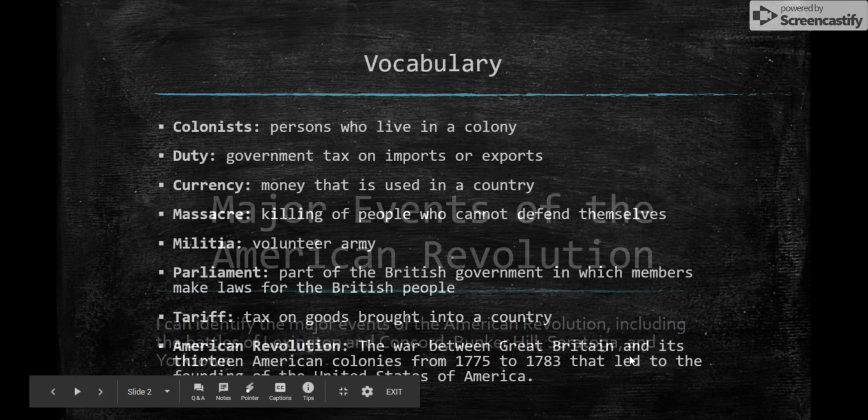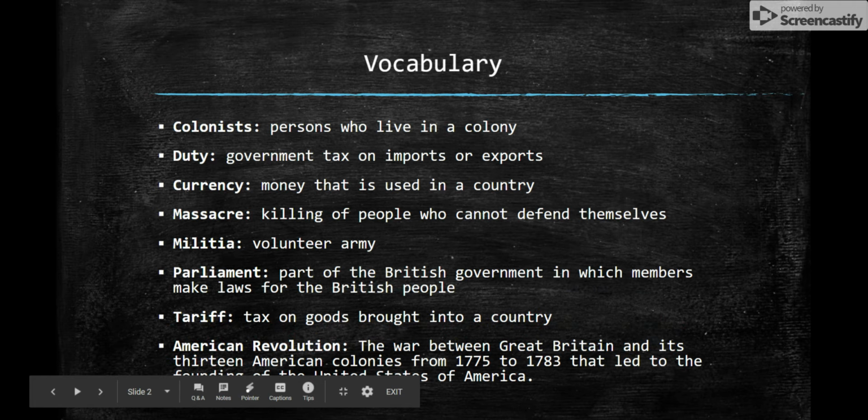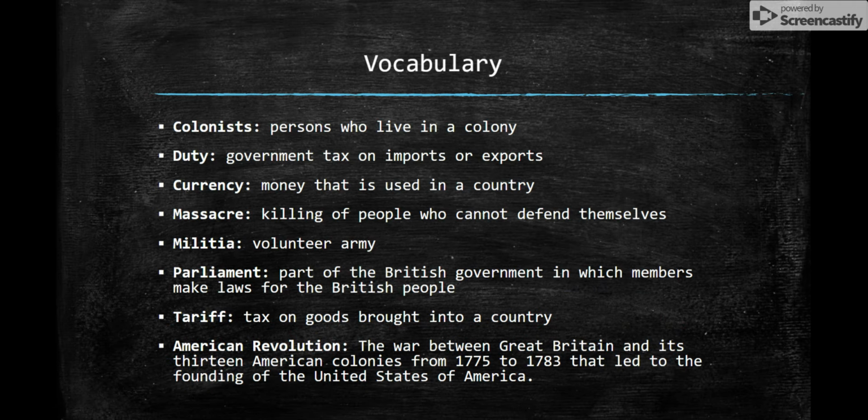So first, we're going to go over some of our vocabulary for this lesson. First vocabulary word is colonists. Colonists are persons who live in a colony. These are also the people who lived in America during the Revolutionary War. The second one is duty. Duty is government tax on imports or exports.